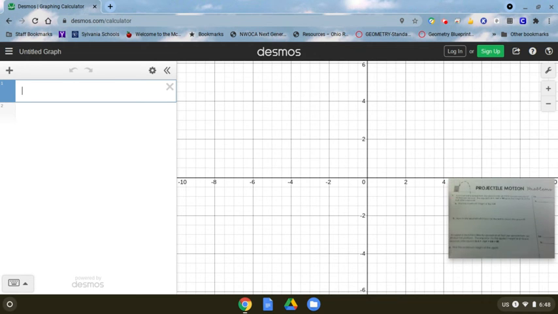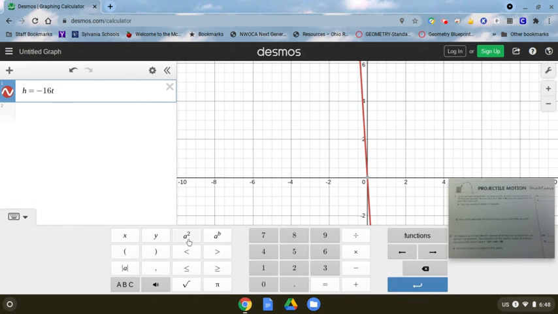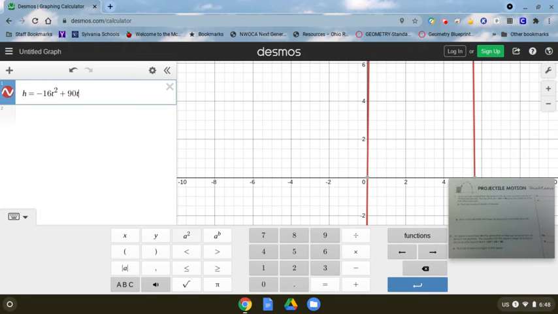We're going to use decimals, as you see on my screen. This says, a soccer ball is kicked from the ground with an initial upward velocity of 90 feet per second. Let's type the equation into decimals: H equals negative 16t squared plus 90t. Go ahead and type that in. Okay, so there we go.